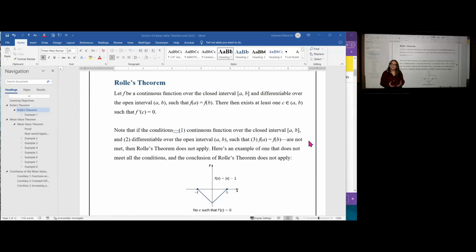However, it fails to meet condition 2, differentiability. We have a corner here when x equals 0. Because it fails to meet a condition, we cannot apply Rolle's theorem. It does meet the third condition. F of -1 is 0 and f of 1 is 0. But it failed to meet one of them. Notice that, in fact, Rolle's theorem would not work in this case. There is no point between -1 and 1 where the slope of the tangent line is 0. The slope of the secant line connecting -1 and 1.